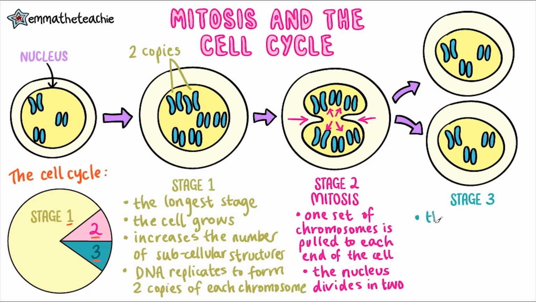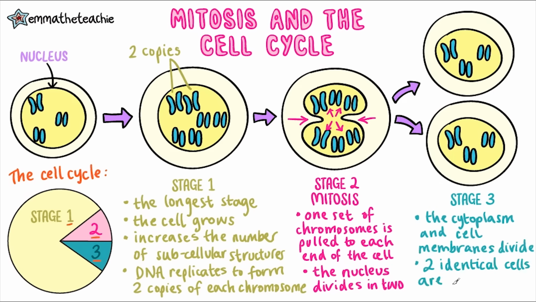And finally, in Stage 3, the cytoplasm and cell membranes divide to form 2 identical cells. These cells are genetically identical to each other and also to the parent cell, which was the initial body cell. Just a quick note to mention that if you take A-level biology, you'll learn about mitosis in a lot more detail. If you've come across this already, then remember that you don't need this level of detail at GCSE, you just need what I've already covered.